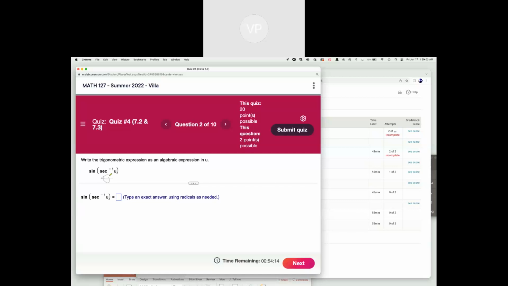That parenthesis, remember, anytime you have a trig function, that's going to be your theta. So secant of theta equals u, same as secant of theta equals u over 1, which is the same as cosine of theta equals 1 over u. Remember with the reciprocals?